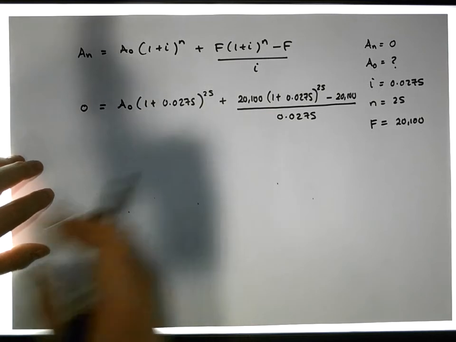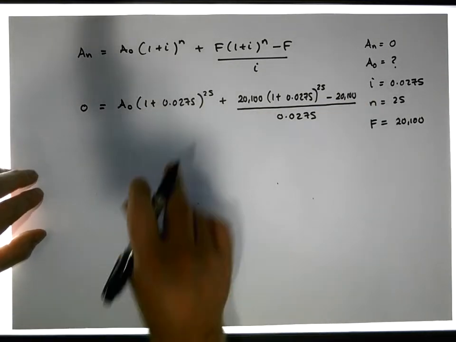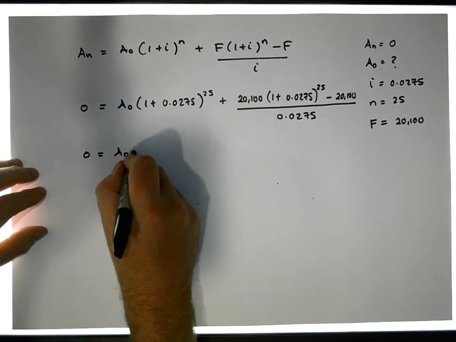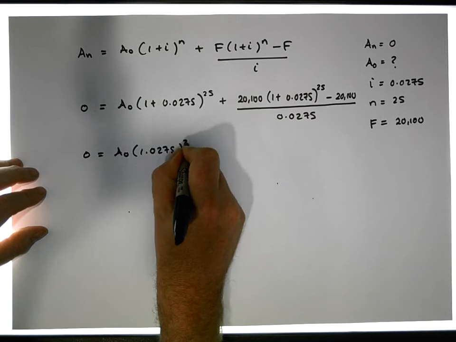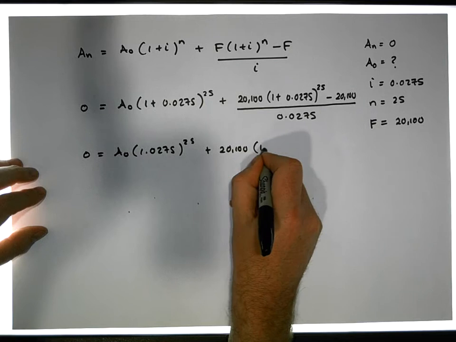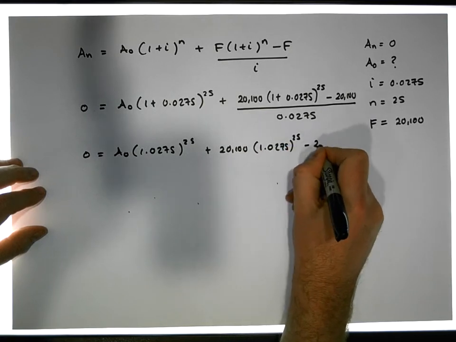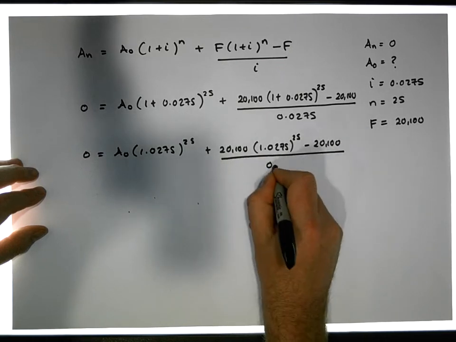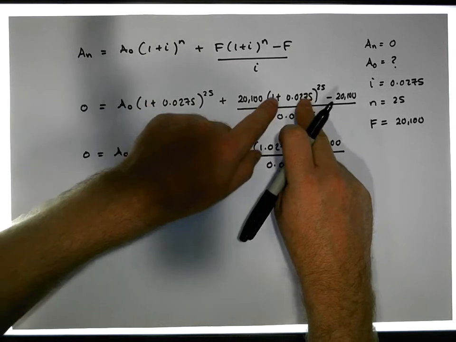Now obviously if we were doing this on a calculator, we'd probably do a lot of this in one go. But let's just do it stepwise. So we have 0 must be equal to a0 times 1.0275 raised to the power of 25 plus 20,100 times 1.0275 raised to the power of 25 minus 20,100 divided by i, which is 0.0275. Okay, so all I did was add these two numbers and these two numbers together.